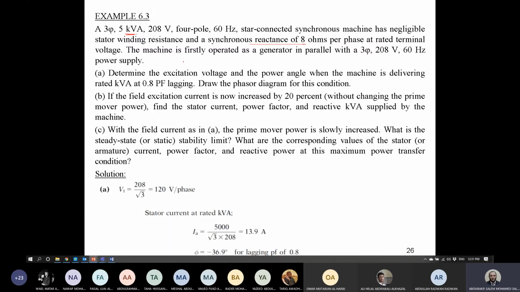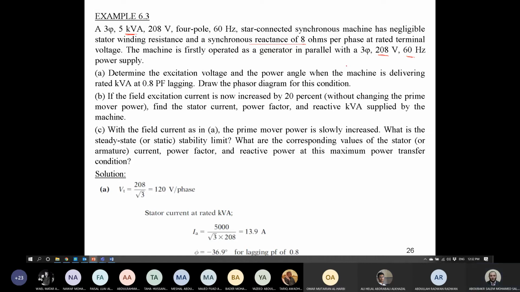At rated terminal voltage, the machine is firstly operated as a generator. So the machine is working as a generator in parallel with the supply, of course it has to be the same value of the supply voltage and the frequency. Otherwise, we cannot connect the machine.